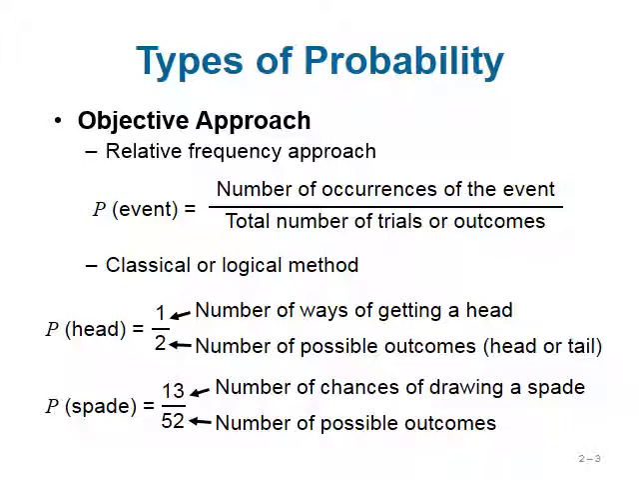We can look at another example with a deck of cards. There are 13 spades in a deck of cards, and there are a total of 52 cards or possible outcomes.